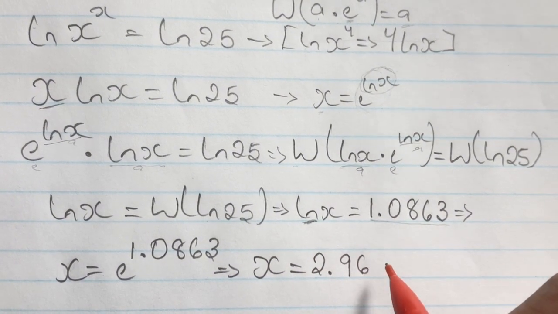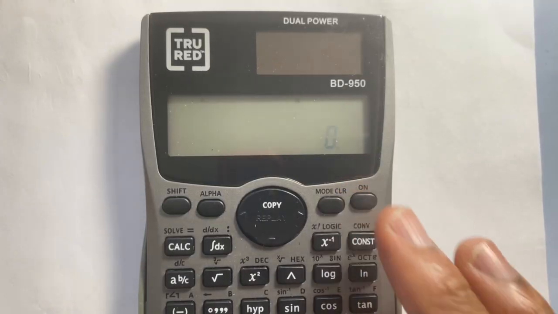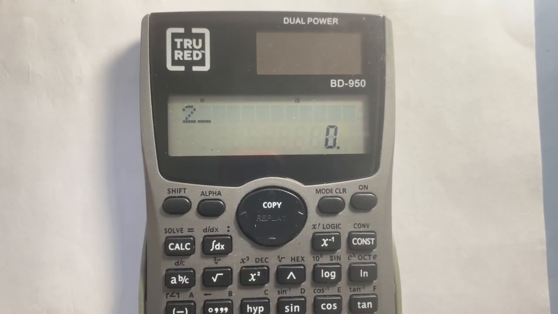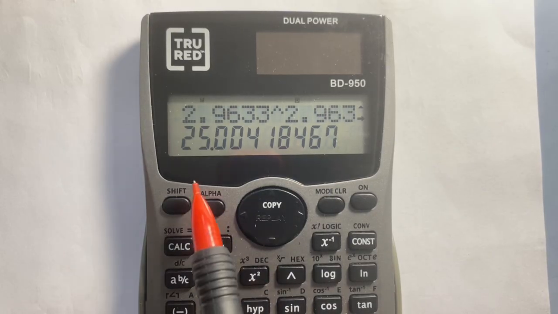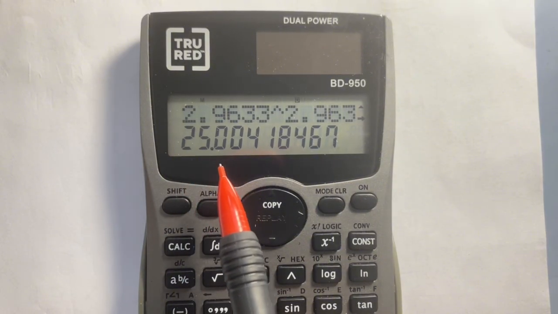We can verify this solution by doing x to the power of x in our calculators to see if we get 25. So we say 2.9633 to the power of 2.9633. Let's see if that equals 25. And there we have it. Our solution is verified. The value of x is approximately 2.9633.